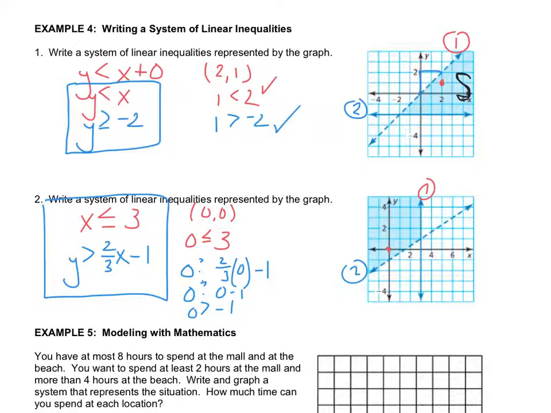They take some time to get kind of used to it, but once you get better at doing these, write the equation first of the boundary, then figure out your greater than or less than from the shading.